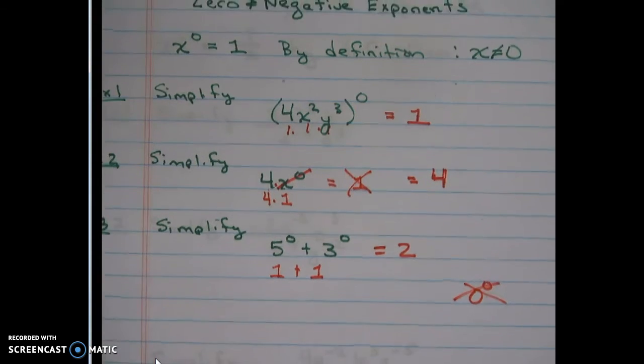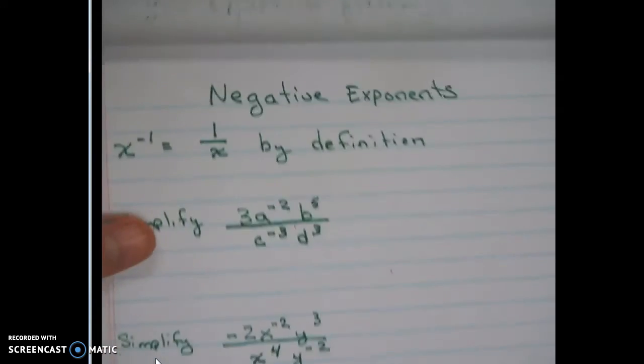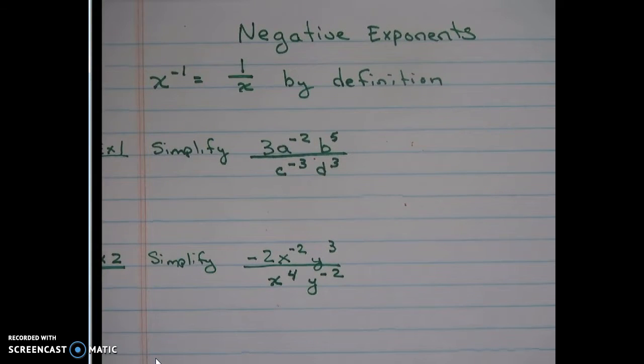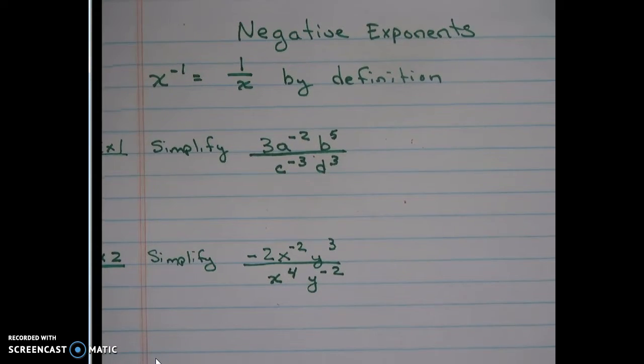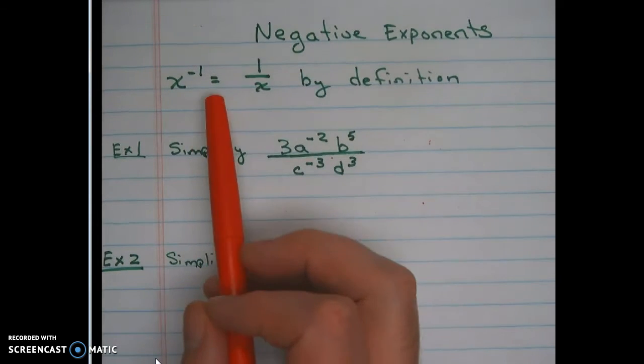Alright, so now that's anything to the 0. Now let's talk about this idea of negative exponents. So again, by definition, if you read a basic textbook, they'll say something like this. X to the negative 1 is equal to 1 over x.